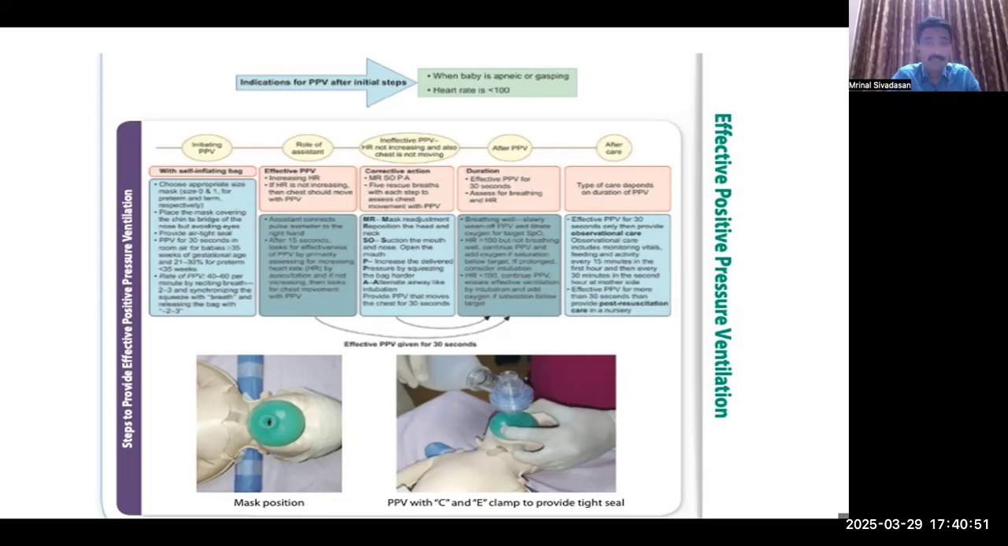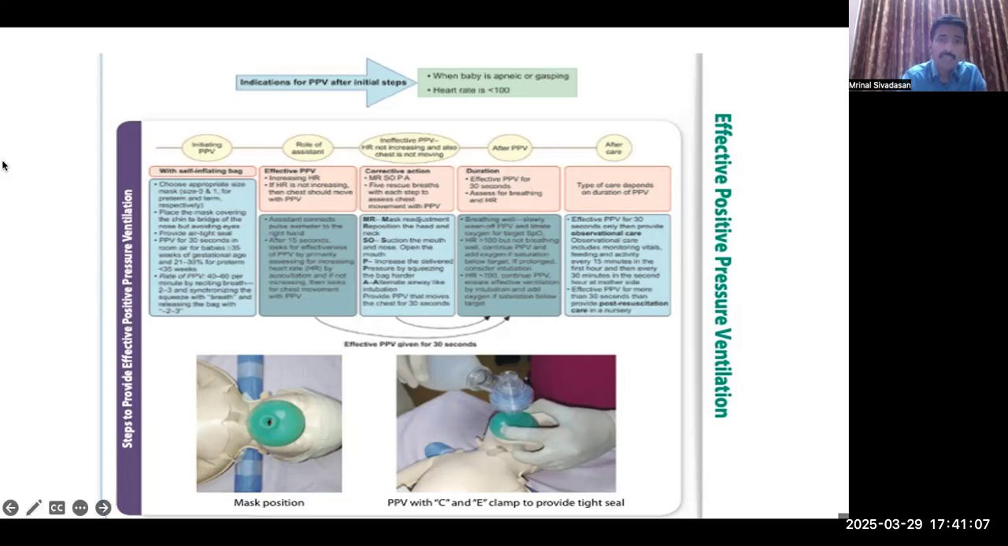If the baby is preterm, less than 35 weeks, then you resuscitate with FiO2 between 21 to 30%. The rate of positive pressure ventilation is between 40 to 60 per minute, and for that you will say loudly, breathe 2-3, breathe 2-3, and give breaths.